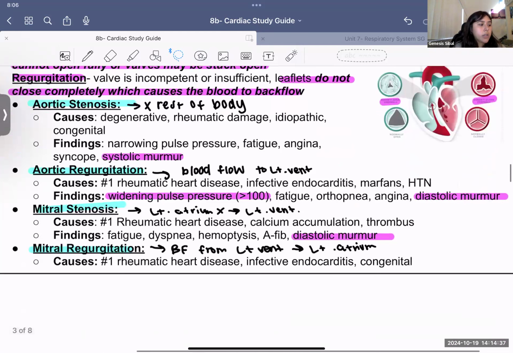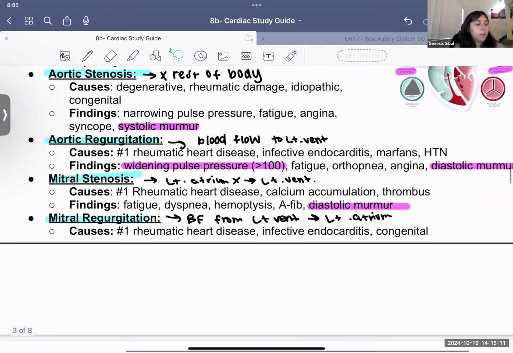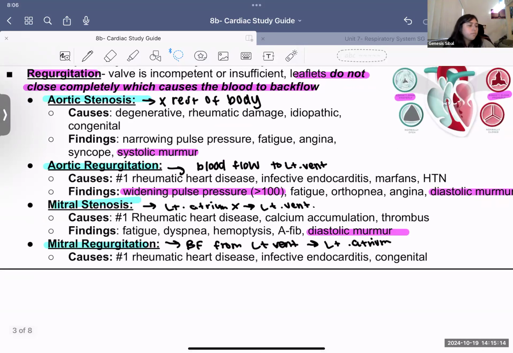In terms of regurgitation, the valve is incompetent or insufficient, so the leaflets do not close completely, which causes the blood to backflow. So I would just think about GERD when you're having that backflow. So that pyloric valve or whatever, all of those valves there, it's coming back up. So all the acid's coming back up and you can feel it. That's the same exact thing with regurgitation, but just in the heart, in the valves. And that blood isn't able to go from the ventricle to the atrium, or from the aorta back to the left ventricle. So it's literally coming back. It's able to go, but coming back is the problem.